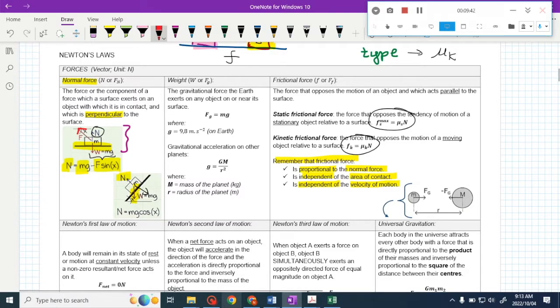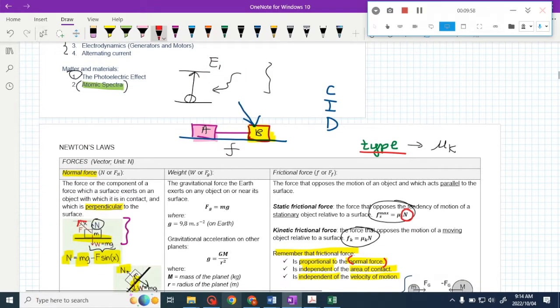The only other thing included in this formula is the normal force. So the only two things that your friction force is dependent on is the normal force and the type of material, not the surface area. That said, this is how we're going to answer a question like this one.